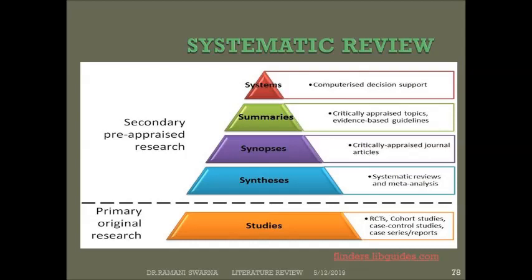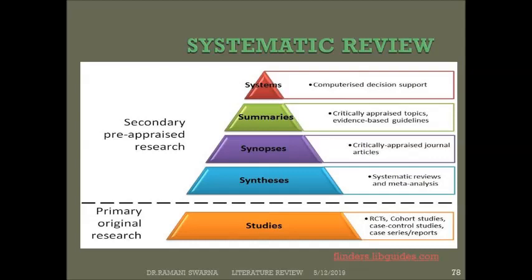Go to the next level, systematic reviews and meta-analysis, which combines and forms the synthesis. Then comes the synopsis part of it, where critically appraised journal articles are present, and then you're going to the summaries. The summaries are really very important, and there is an art of writing a summary also. Everybody cannot write a summary. Now that's again a training that is required.